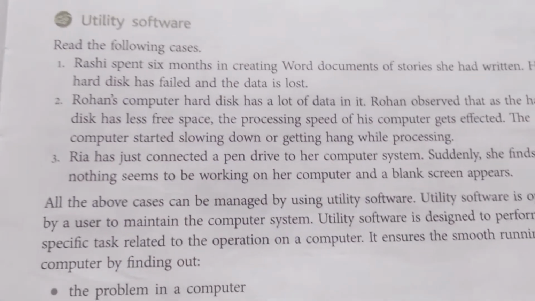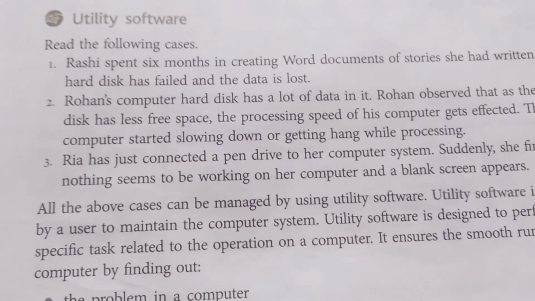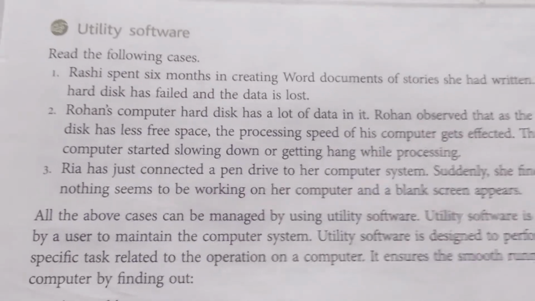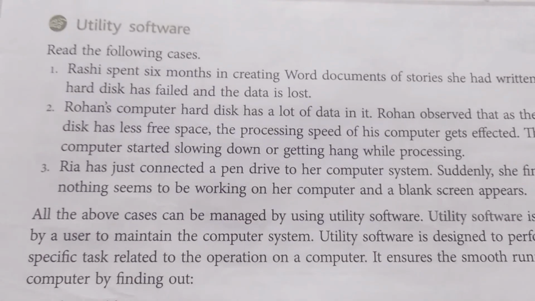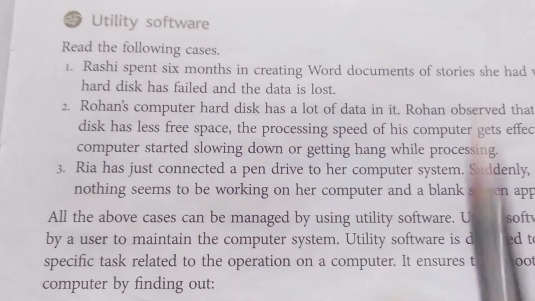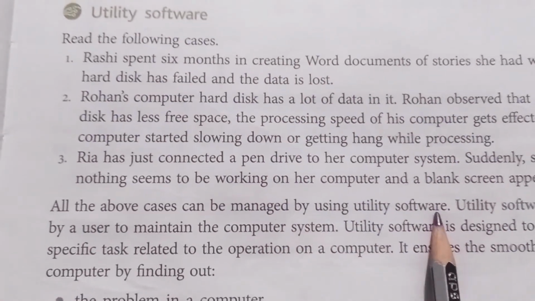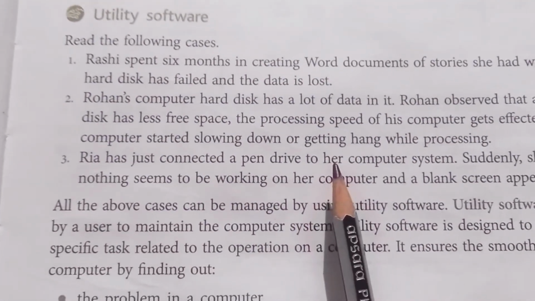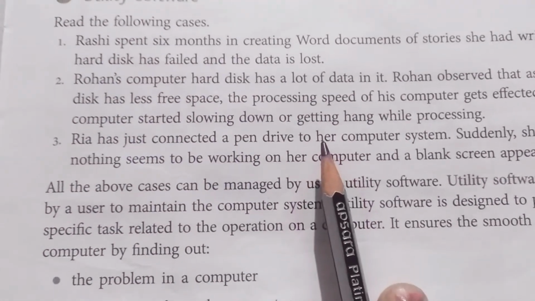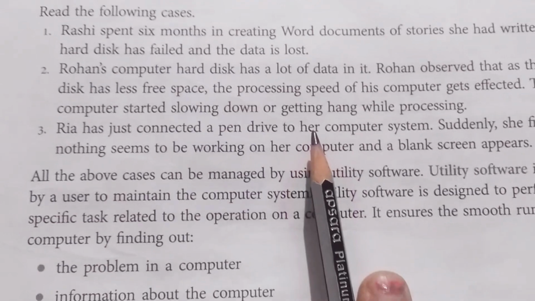Now children, come to utility software. What does a utility software do? Utility software manages the problems inside your computer and gives you the information about the computer. Like here, these are the examples also given here. Like you are working on a computer and you have fed lots of data inside it. But after time, what happened? Your computer starts hanging, will not work as it was working previously. It slows down. It happens, children.